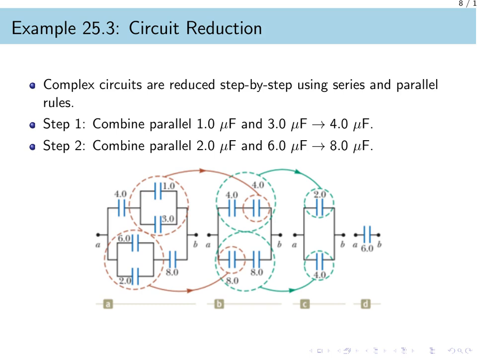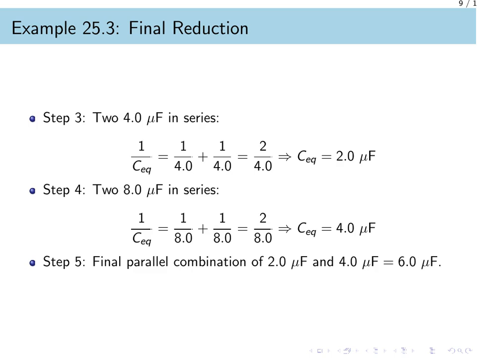In the second step, we look at the bottom parallel cluster. We add the 2.0 microfarad and 6.0 microfarad capacitors to get an equivalent capacitance of 8.0 microfarads. We systematically redraw the circuit after each reduction. Continuing with our circuit reduction, the third step addresses the newly formed top branch. We now have two 4.0 microfarad capacitors in series. Using the inverse sum rule, 1/4 plus 1/4 equals 2/4, which gives an equivalent capacitance of 2.0 microfarads.